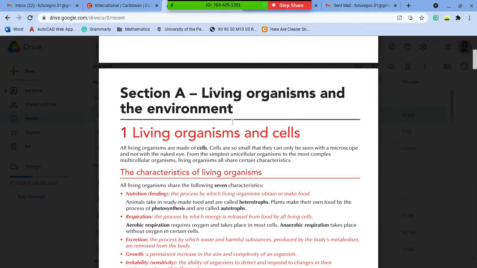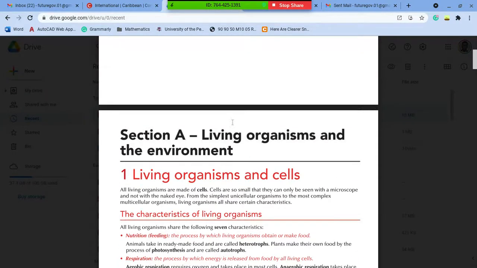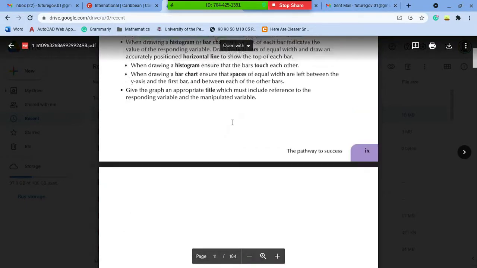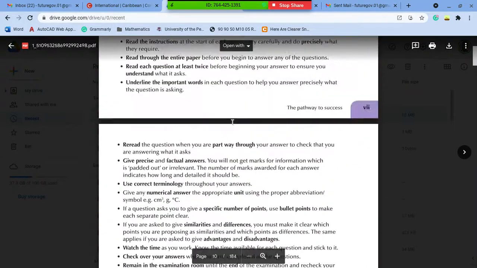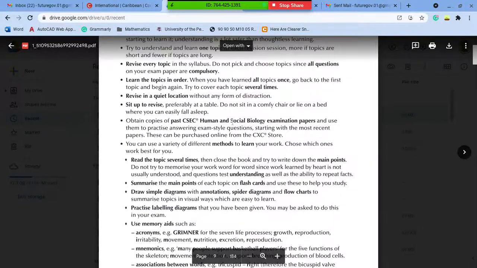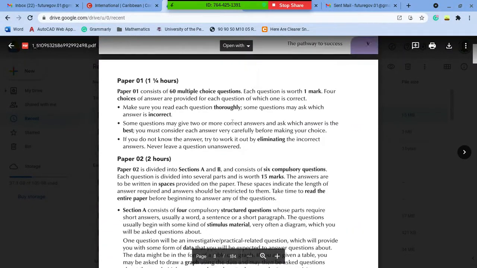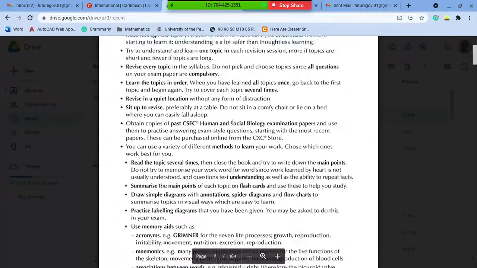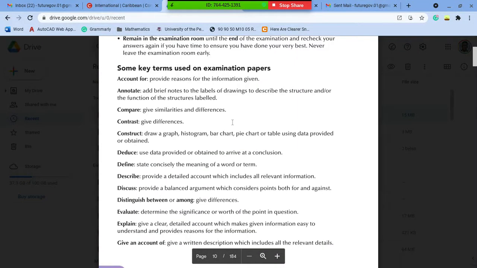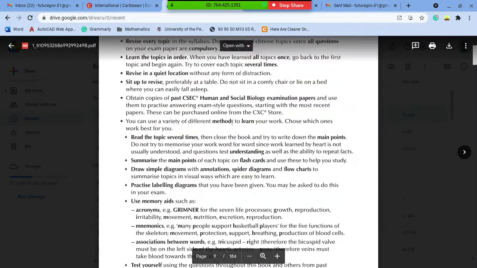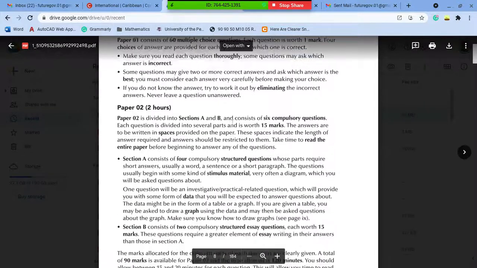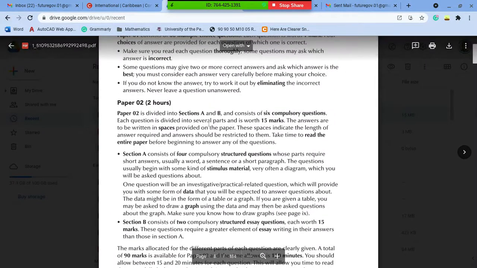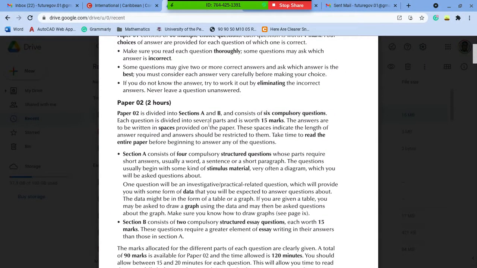Living organisms and the environment. Now you may be saying, okay, section A, that kind of reminds you of an exam section A, and that's true, because in HSB, your paper is sectionated into different sections. Let me go here, paper 2. Paper 2 is 2 hours, and it's going to be divided into A and B, alright?